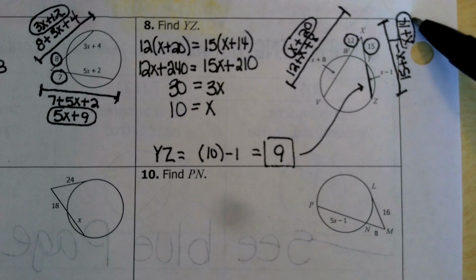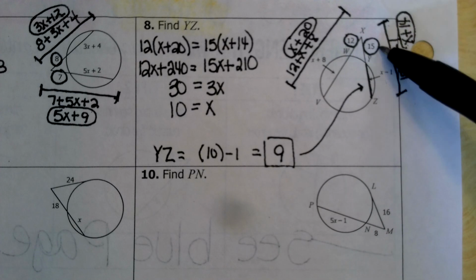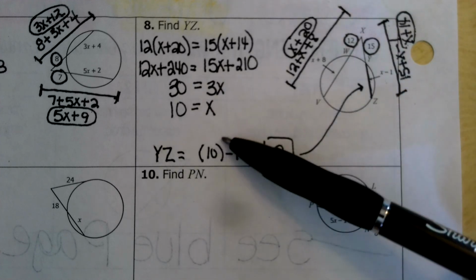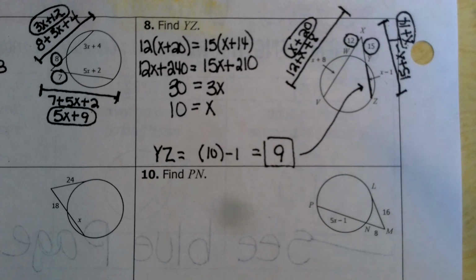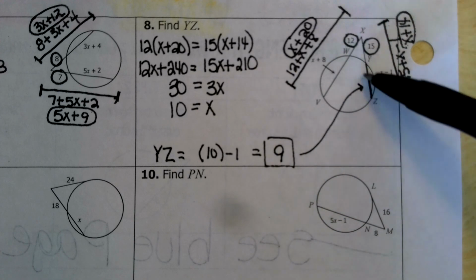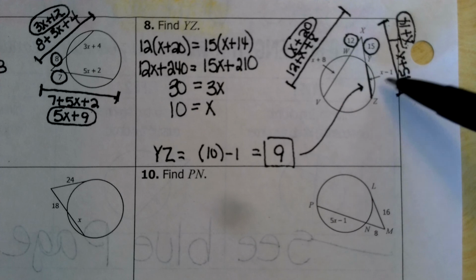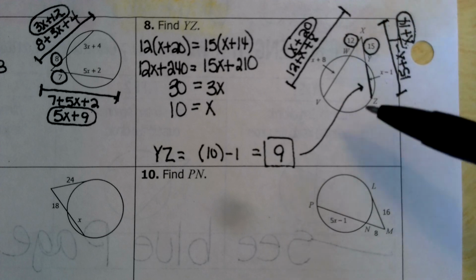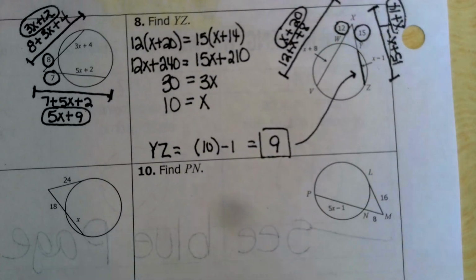Okay, so the pieces I'm using are circled. 12 times x plus 20, 15 times x plus 14. You can see the math. You get x equals 10. This time it said YZ. YZ is just from here to here. So I'm plugging into the x minus 1, not the x plus 14. 10 minus 1 gives us 9. Okay, almost done.